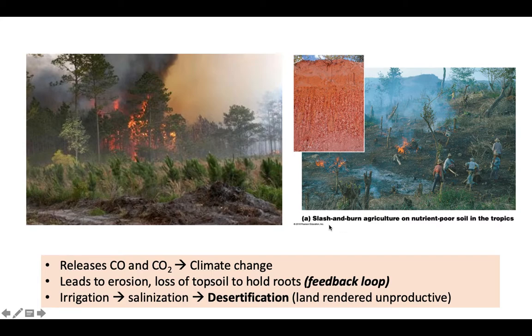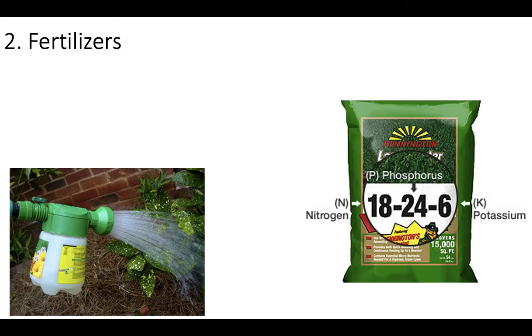We see that a lot happening in the Amazon, where after these slash and burn farms are done, after a couple generations of farming, they don't turn back into rainforest, they turn into a savanna or a desert. So that was all kind of about mechanization.